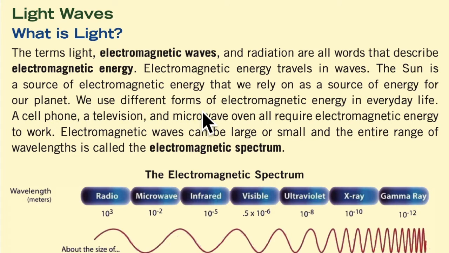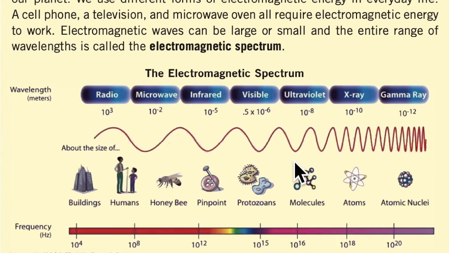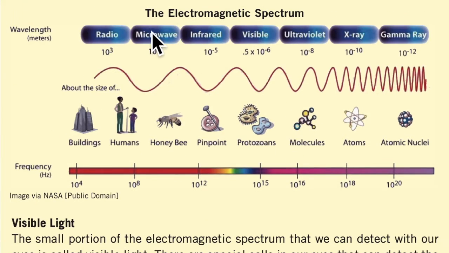We use different forms of electromagnetic energy in everyday life. A cell phone, a television, and a microwave oven all require electromagnetic energy to work. Electromagnetic waves can be large or small, and the entire range of wavelengths is called the electromagnetic spectrum. The electromagnetic spectrum: radio, microwave, infrared, visible, ultraviolet, X-ray, gamma ray.